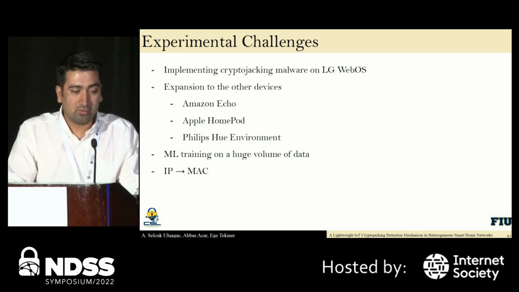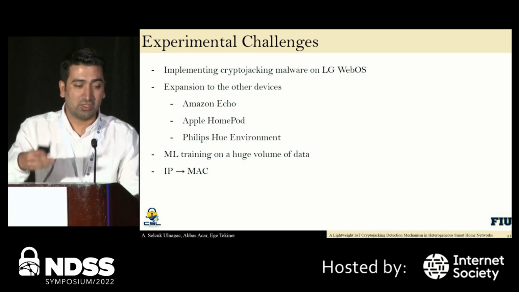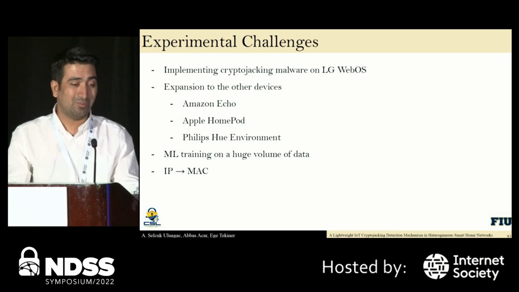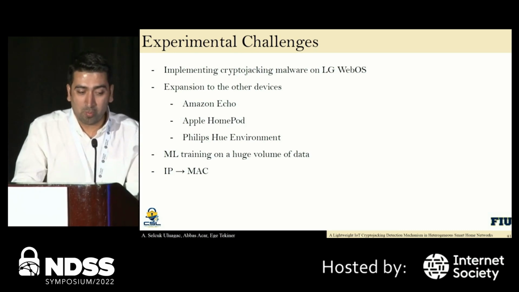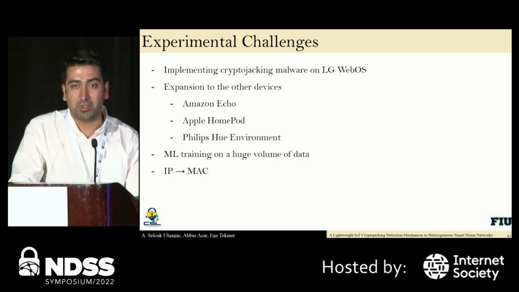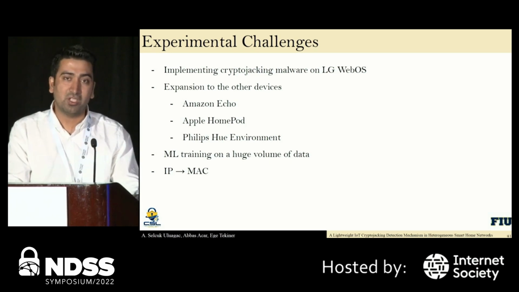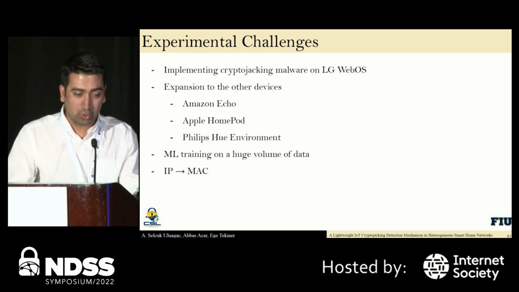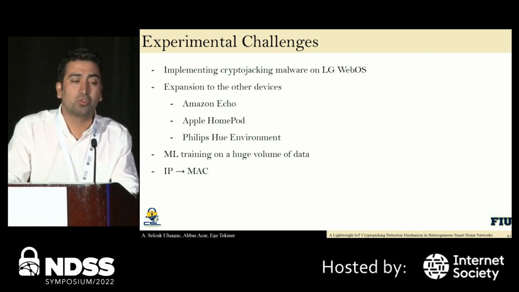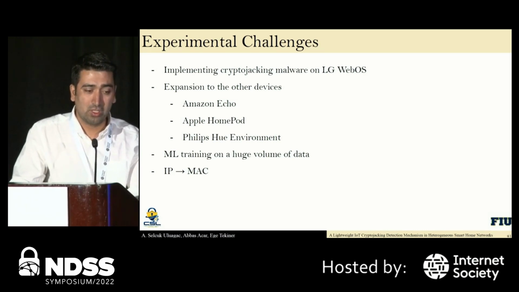The second experimental challenge is similar to the first one, in which we failed to expand our study to other devices, for example, Amazon Echo, Apple HomePod, and Philips Hue environments. We also tried to implement the crypto miners on these environments. However, there was not enough implementation detail on how we can do it. So this could be another interesting perspective to follow up in future work.